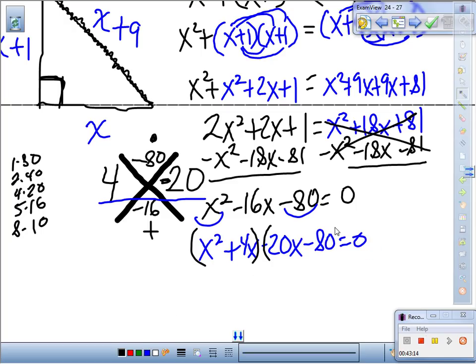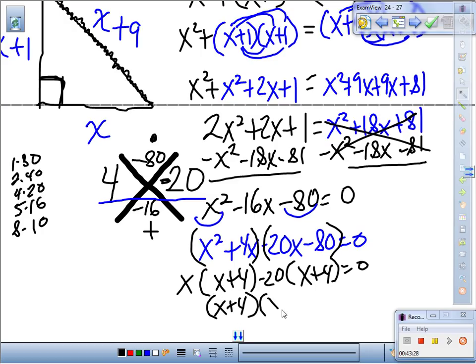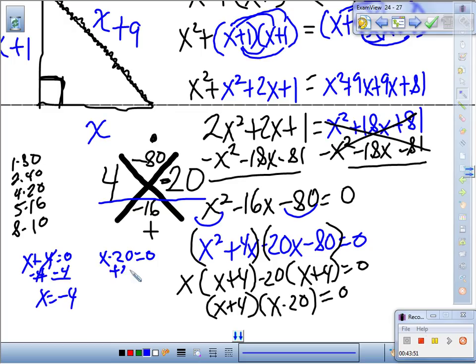Group. GCF here is x, and we're left with x plus 4. GCF here is negative 20, and we're left with x plus 4. So my factors are x plus 4, x minus 20. All that equals to 0. All right, you done with ZPP? Yeah. X plus 4 equal to 0, and x minus 20 equal to 0. Let's solve. Minus 4 minus 4, x equals negative 4, plus 20 plus 20, x equals 20.